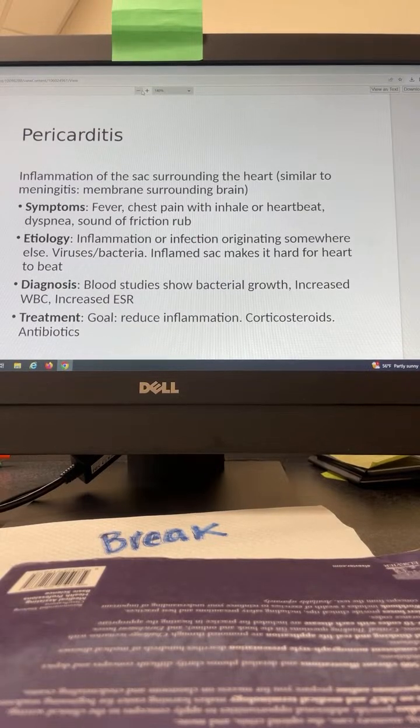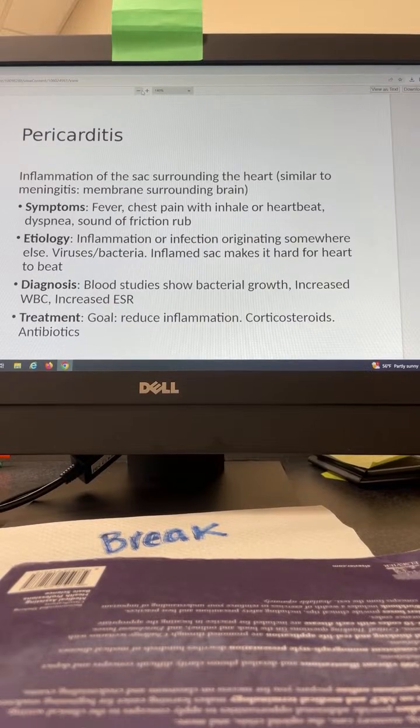Symptoms of this: fever. It's caused by some kind of bacterial organism or virus, so you're going to have an immune response of some kind. Some chest pain, especially when inhaling or during a heartbeat. Which makes sense: if you're inhaling, you're putting pressure in that cavity where your heart is, which puts pressure on that sac, or as the heart's beating, it's messing with the inflamed sac, so it's going to hurt worse. Dyspnea, pain with breathing.